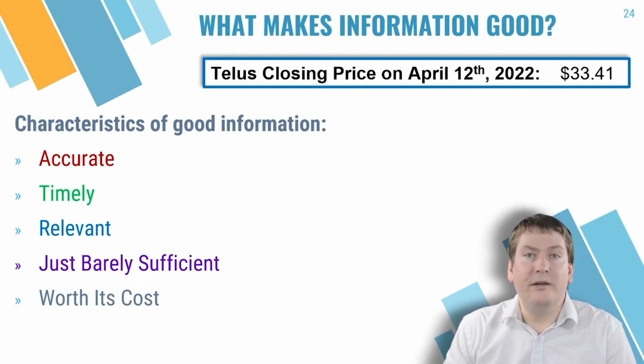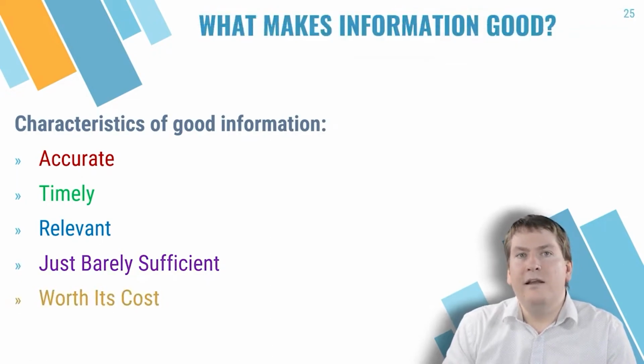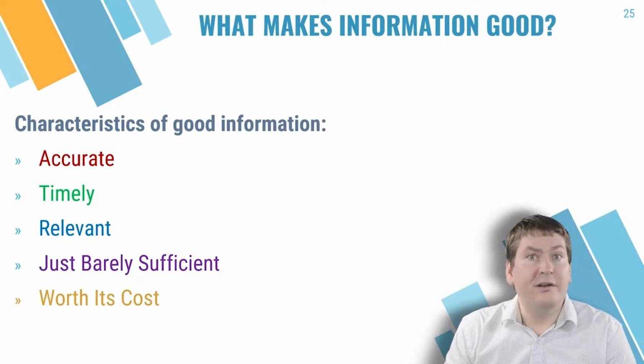Knowing what information to ignore can sometimes be just as difficult as knowing what information you need. Lastly, information must be worth its cost. If you have to spend $1,000 to learn how to save $800, in reality, you just lost $200 before even making a change or decision.